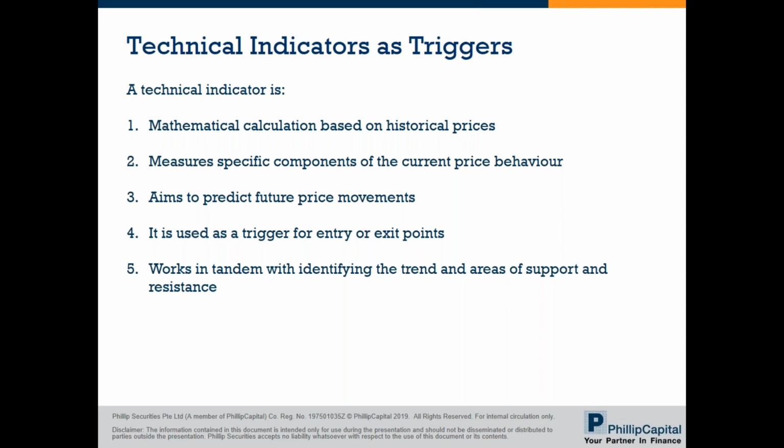So for those of you interested in the definition, it is actually a mathematical calculation based on historical prices of the current chart. Right? It measures a specific component of the price behavior, and its aim, of course, is to predict future price movements. And as I mentioned, it is used as a trigger for entry and exit points, and it works in tandem. Right? After identifying the trend, after identifying areas of support and resistance, this is the last confirming signal that you need before you pull the trigger.